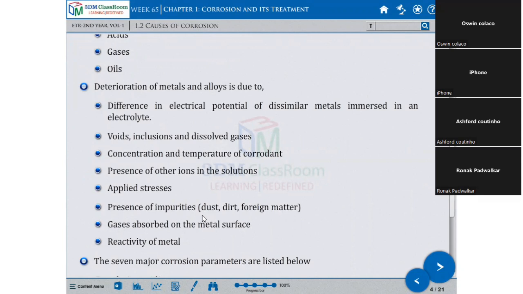Gases absorbed on the metal surface. How many gases are absorbed?